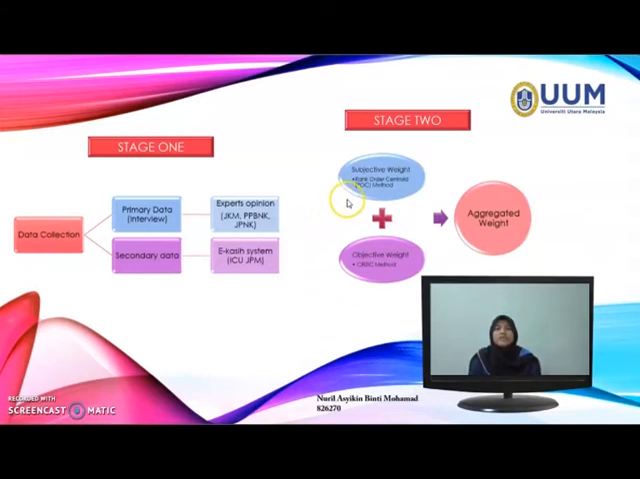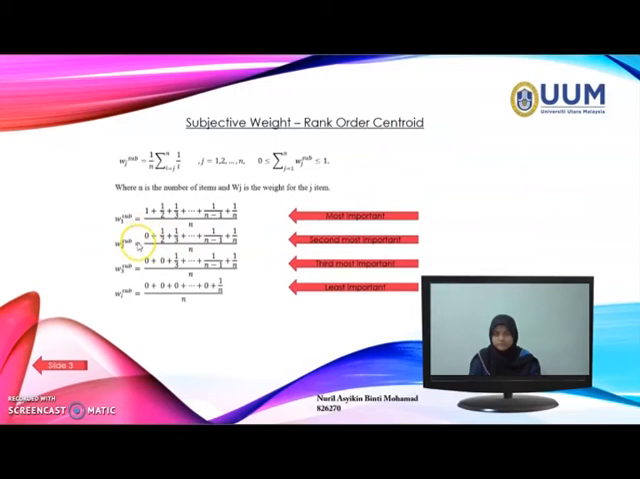Okay, we will move to the subjective weight first. Subjective weight by using rank order centroid. This method is a simple way of giving weight to a number of items ranked according to their importance. The decision makers usually can rank items much more easily than give weight to them. This method takes those ranks as input and converts them to weights for each of the items.